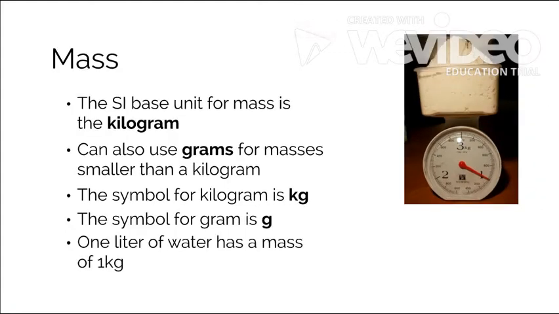And an interesting fact is that 1 liter of water, volume-wise, has the mass of 1 kilogram. So you'll see that there are a lot of coincidences here with water because we use water to base a lot of our measurements off.